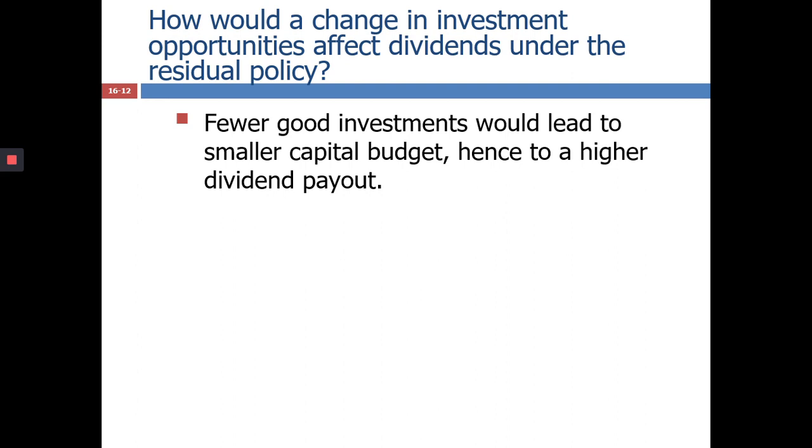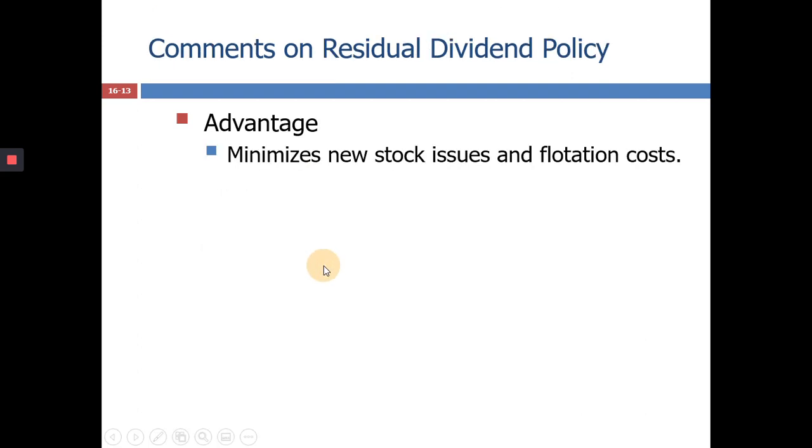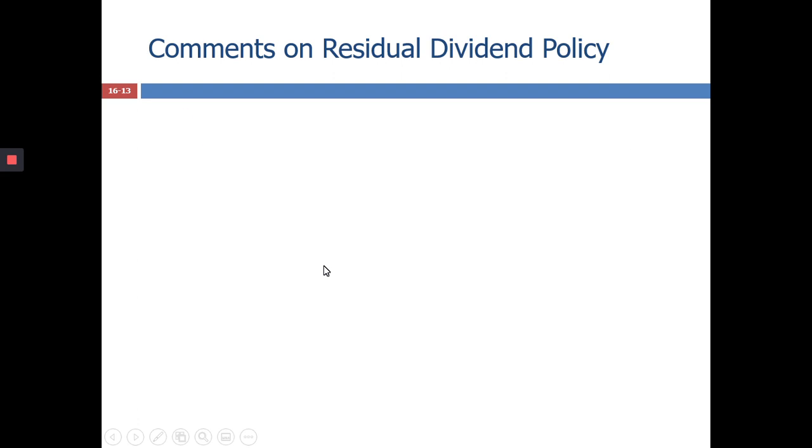Alright, let's say you have 80 million worth of projects waiting. If your profit is 100 million, out of the 100 million, you take 80 million as retained earnings for the future projects, and the remaining 20 million you pay out as dividends, right? So with fewer good investments, you can pay higher dividends. More good investments will lead to lower dividend payout, right? So that is the logic behind it.